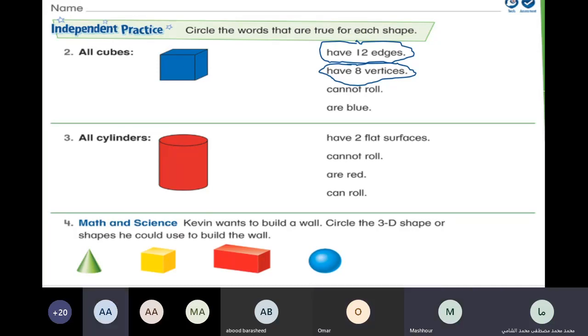Can't roll? Yeah, no. Just a cylinder and the sphere and the cone can roll, because they have a curved surface. Sphere has a curved surface, and cylinder and cone. So can't roll, make a circle. Yeah. Can't roll. And all cubes are blue? No. Color doesn't matter.